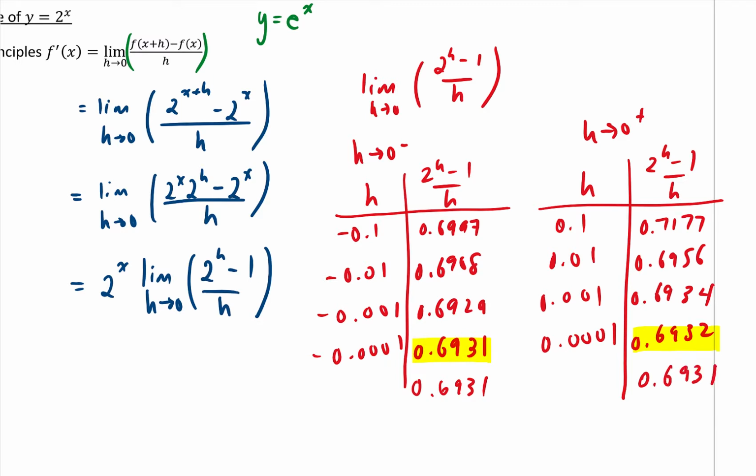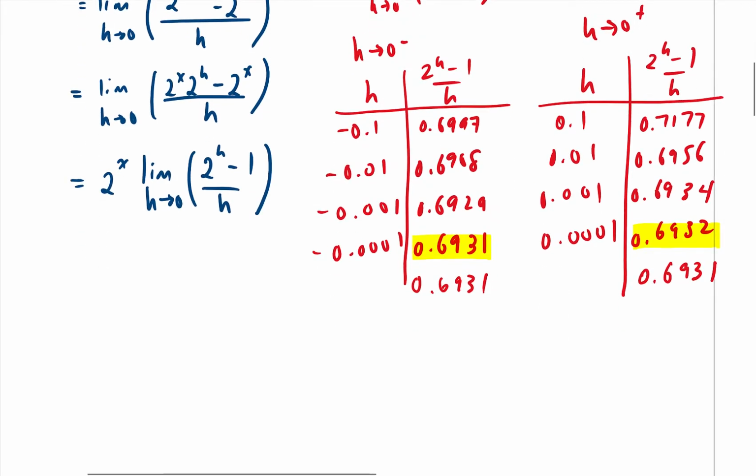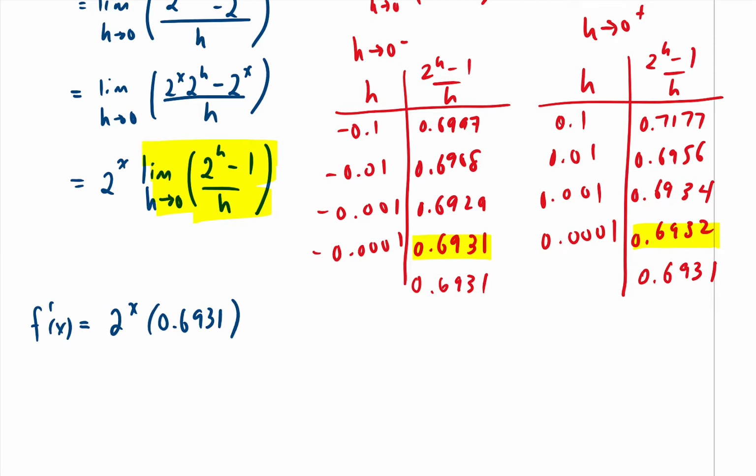If we're trying to evaluate this limit to 4 decimal places, we can see it's approaching 0.6931. So what does that mean? That means that this limit here is approaching whatever this number is. So we have that our derivative f prime of x is equal to 2 to the exponent x times 0.6931. That's the same for all other powers with a base other than e.